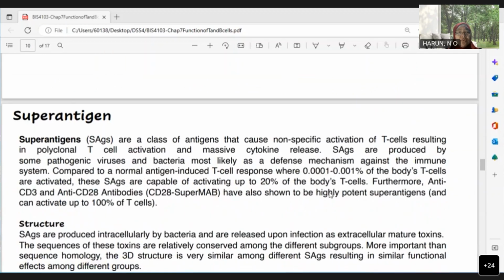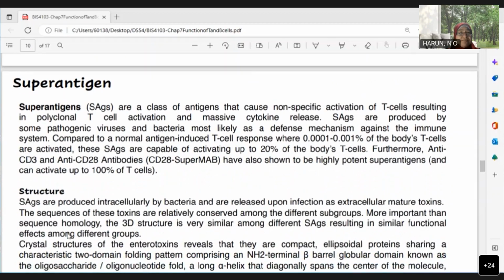So for further reading, we do have a super antigen, okay, a class of antigens that cause non-specific activation of T cells, resulting in polyclonal T cell activation and also massive cytokine release. So this is what the super antigen is doing. We don't want our cytokines to be released too much, because the cytokines can sometimes be bad for our immune system. They are only needed in a certain trace amount for them to work with our CD4, the APCs and also CD8 plus.